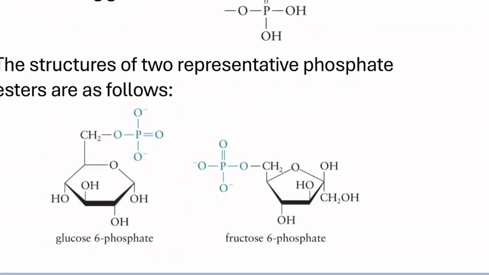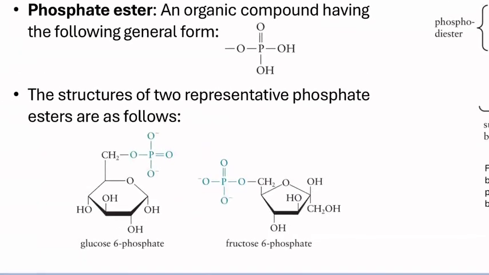Not all OH groups in a carbohydrate will obtain this phosphate group, or in other words, be phosphorylated. We can see in the bottom of the slide just two examples of sugars that have received the phosphate group. On the left, we have glucose 6 phosphate.